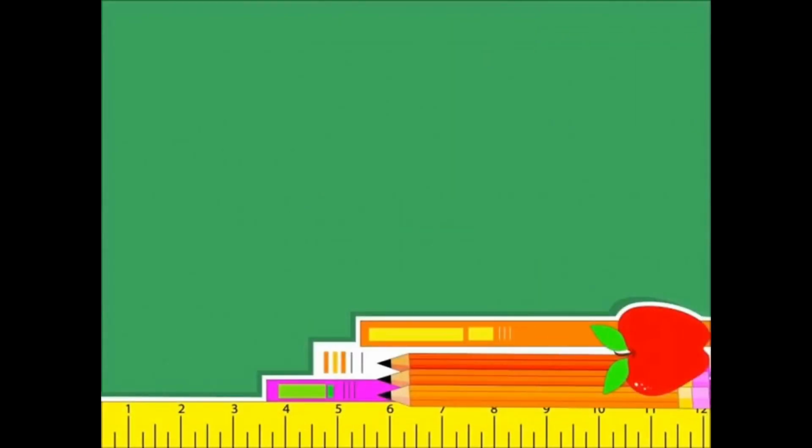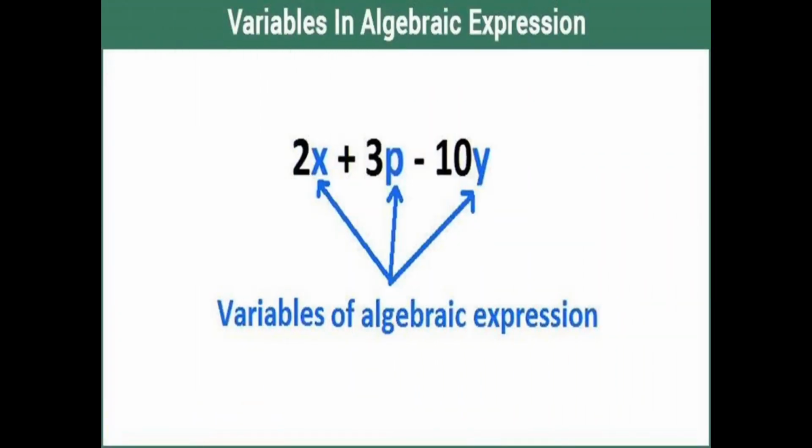And students, in the example of the algebraic expression 2x + 3p - 10y, x, p and y are the variables. Hopefully it is clear to you.